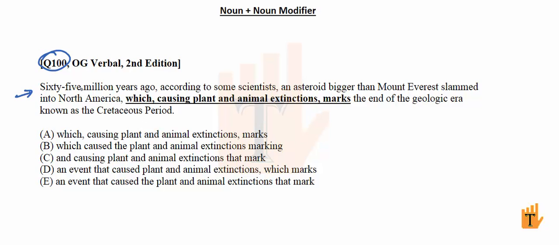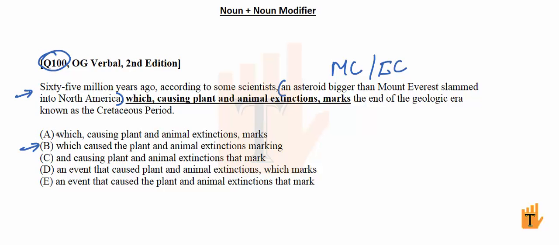Okay, so in this particular case, where is the main clause? An asteroid bigger than Mount Everest slammed into North America. This is your main clause, or we say our independent clause. After that, you see which causing. Actually the original sentence is very ugly in construction, which is not even a proper relative clause.